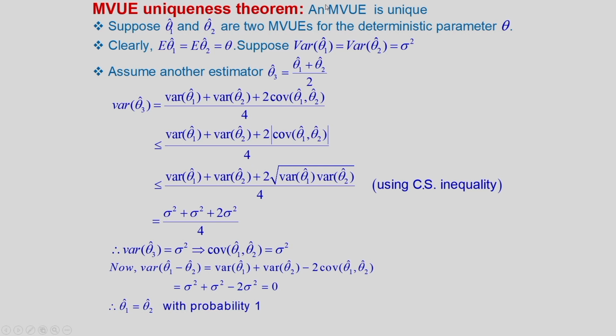Therefore, an MVUE is unique. Minimum variance unbiased estimator is always unique. The uniqueness of MVUE makes it the most desirable estimator.